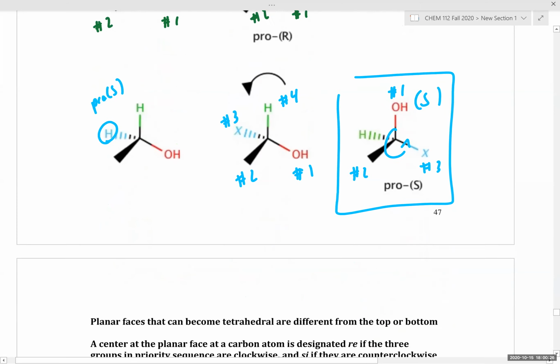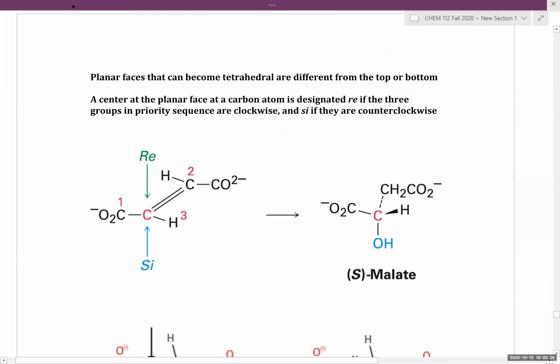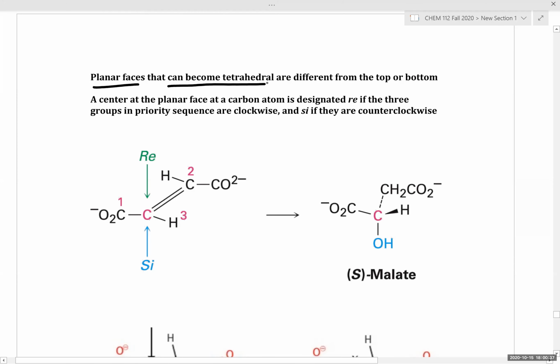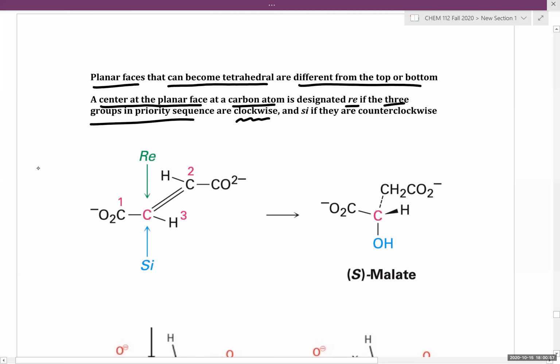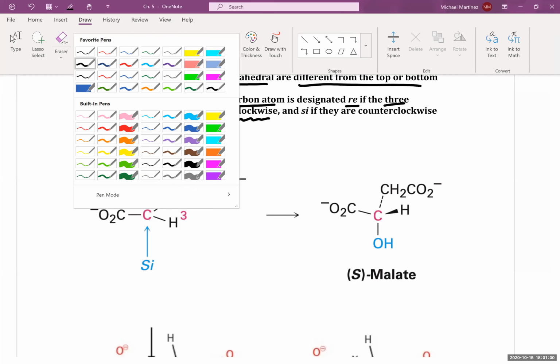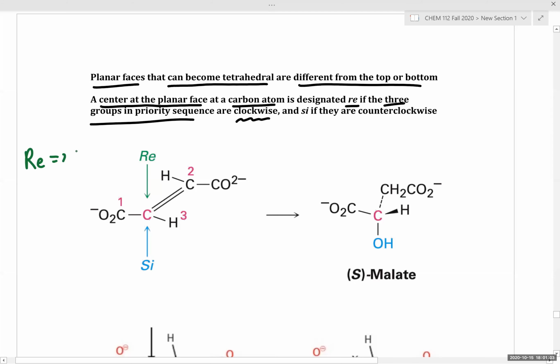Okay, so let's keep going with this idea. When you talk about planar molecules, planar faces or planar molecules that can become tetrahedral are different depending on whether they're approached from the top or the bottom face. So a center at the planar face at a carbon atom is designated as Re if the 3 groups in priority sequence are clockwise. So just to make a little key for us to remember, the Re designation occurs if your groups are clockwise in order of priority.